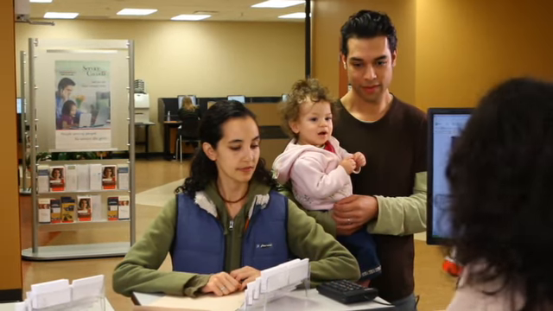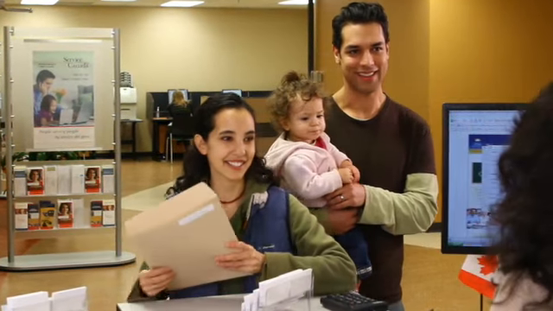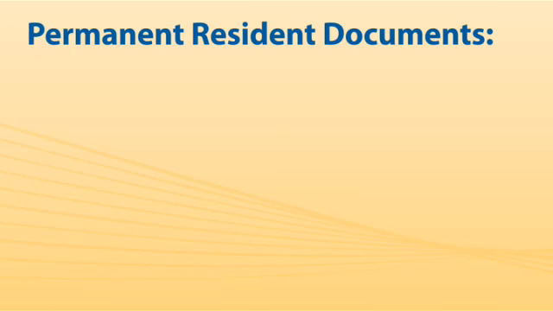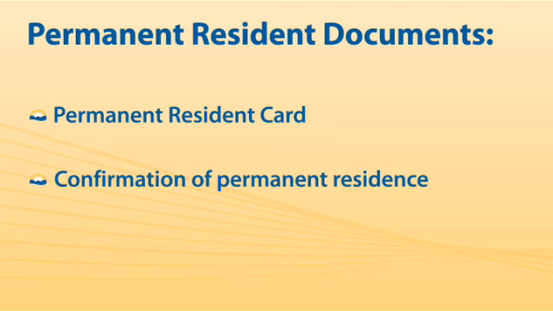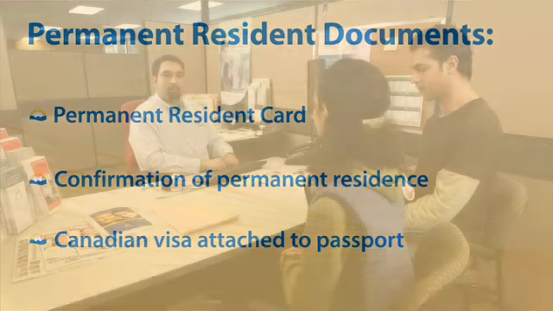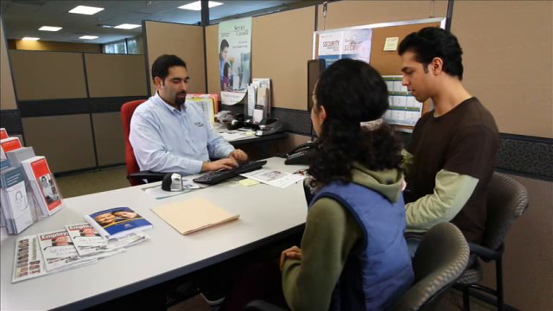You'll need to fill out an application form and show original documents that prove your identity and status in Canada. The documentation a permanent resident requires to apply for a S.I.N includes permanent resident card, confirmation of permanent residence, and Canadian visa attached to your passport. You should be sure that all your information on your confirmation document is correct before applying for your S.I.N. Any inaccurate information on this document will delay your application.